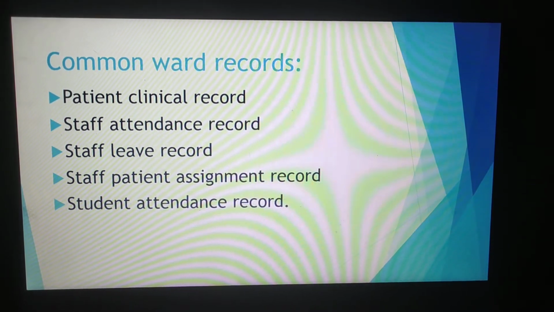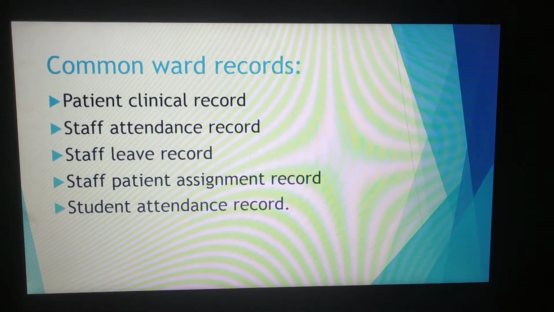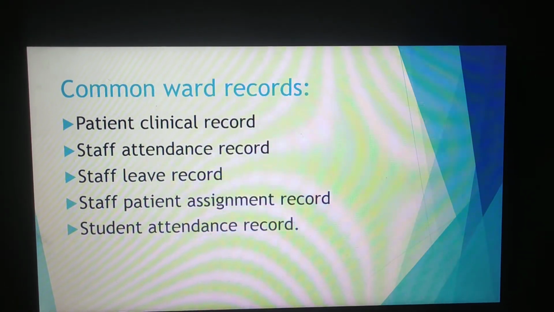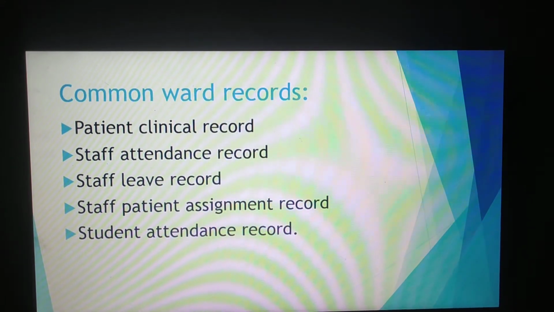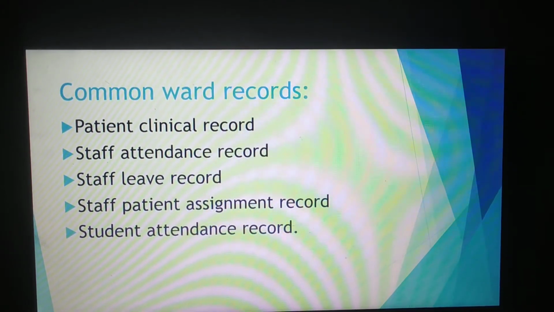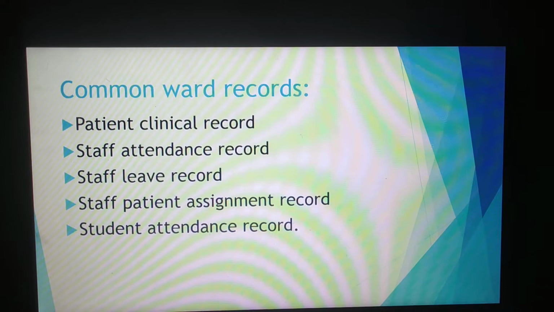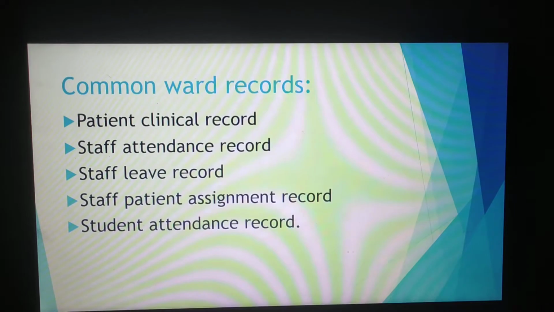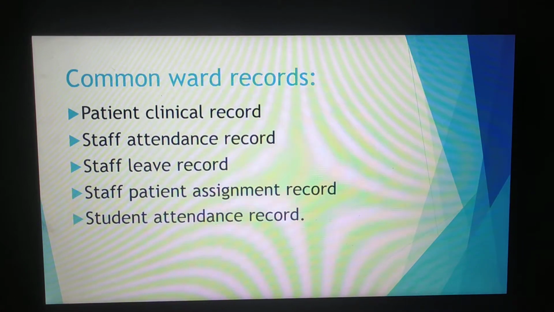The staff attendance should be recorded and maintained in the ward, like whether the staff member is present or not, and in which shift the staff member is present. And also we need to maintain the leave record, and patient assignment, which roles should be assigned to the staff for a particular client. And also the student attendance record. Here in the wards the students may also be posted for student training, so for them also we need to maintain a record.